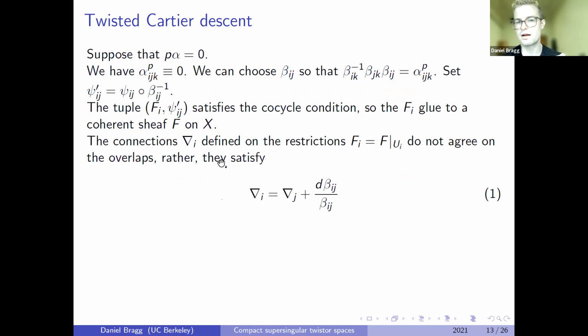And now, what happened to the connections? Well, if you work this through, and this is just working out what the equations that I've already written down imply, what you end up with is a sheaf F on X. It's not just a bunch of sheaves satisfying some cocycle conditions, it's an actual sheaf F, but it's only equipped with locally defined connections, nabla i, and they don't agree on the overlaps. Instead they satisfy this equation that I wrote there.